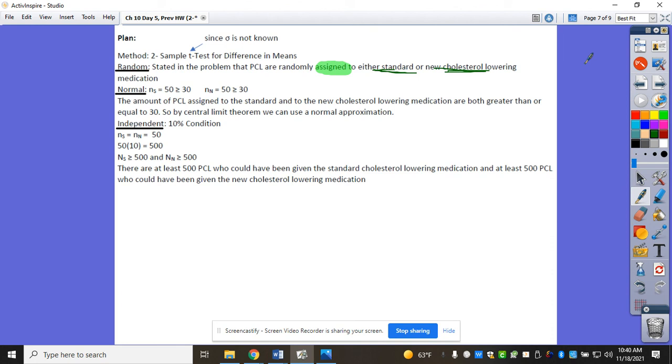You could either say, assuming there are at least 500 of them who have been given this one, and at least 500 who have been given this, or you can say theoretically, there are at least 500 of these different types of people who could have gotten this one, and at least 500 who could have gotten the new one. And I don't care if you say they actually got it or they could have gotten it. Either one of those is fine.